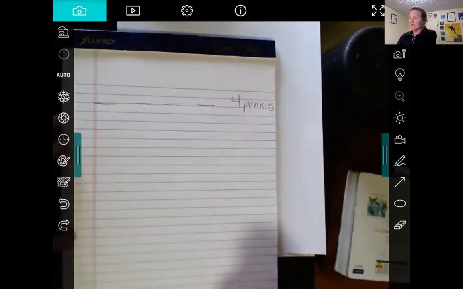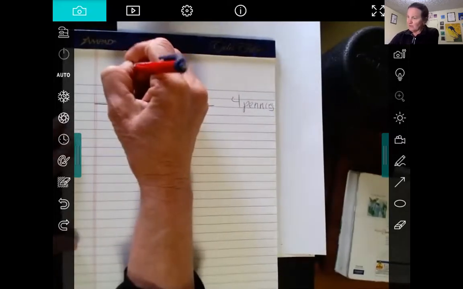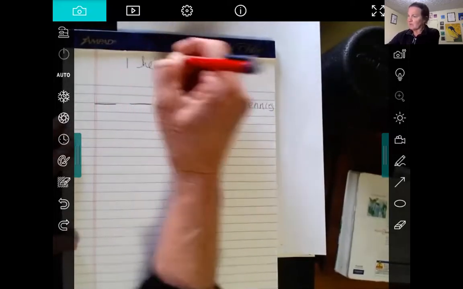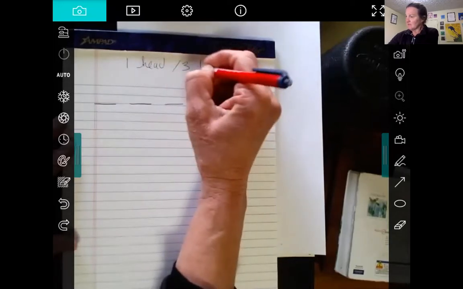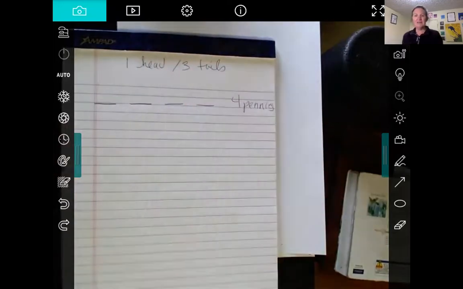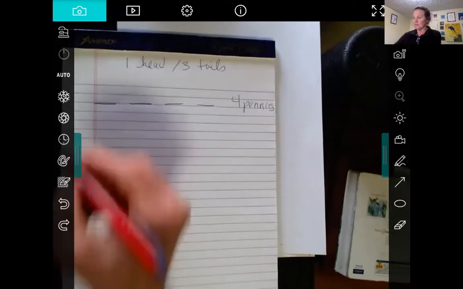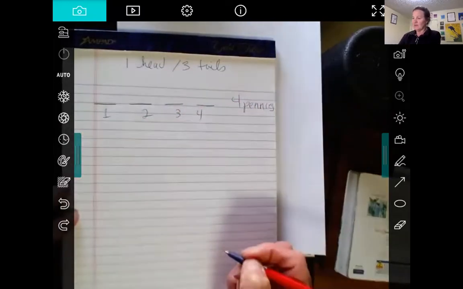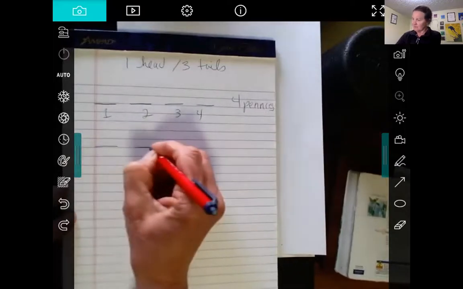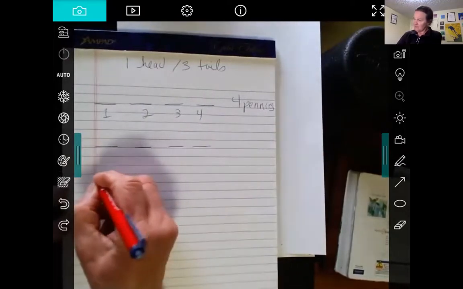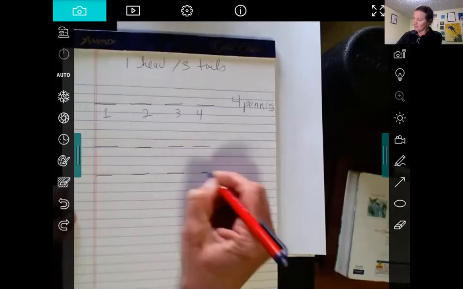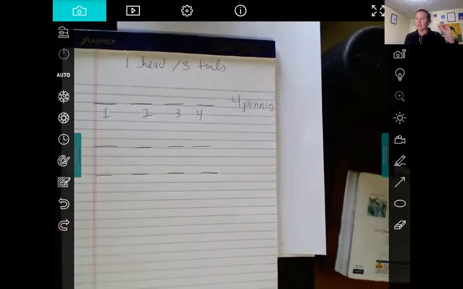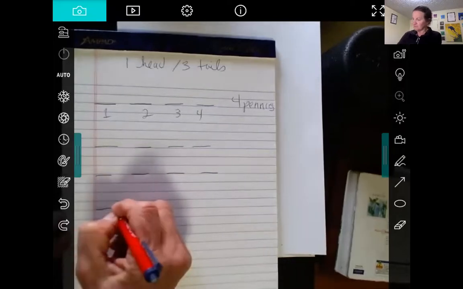And what's the probability of 1 head and 3 tails? So how many different ways could you flip the pennies and end up with 1 head and 3 tails? Well, given the pennies can be distinguished from each other, we have 1, 2, 3, 4. Maybe one student's flipping 1 penny.